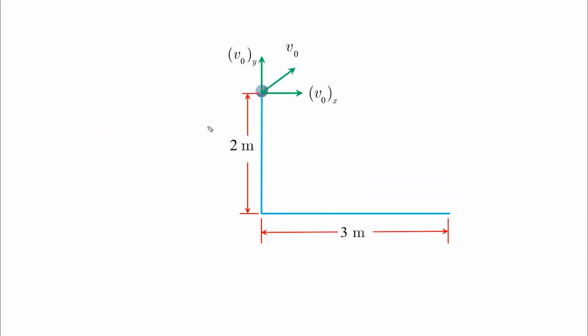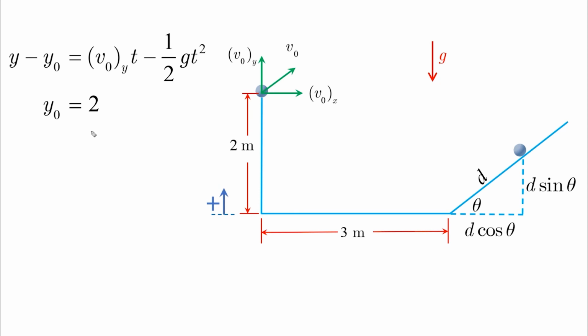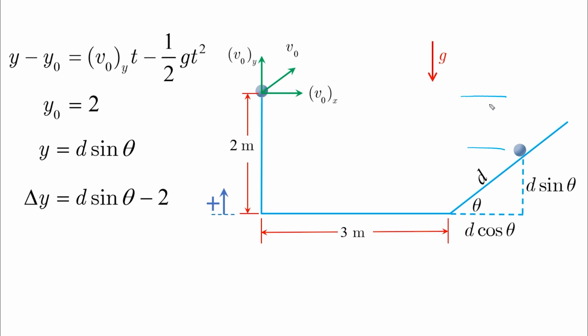What if the projectile does not land on ground, like in this situation, for example? No problem. You just need to identify its final location as follows. If we take the positive up from ground, you can see that the initial y is 2, and the final y is d sine theta, or delta y is equal to d sine theta minus 2. And note that delta y here will be negative because the net displacement is against the positive direction. As for the displacement in x, we only need to add d cosine theta and end up with the total delta x.